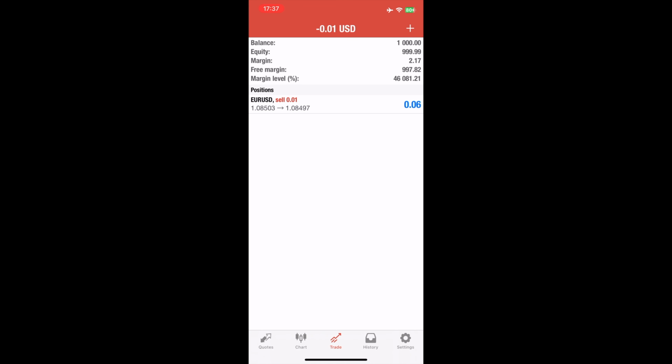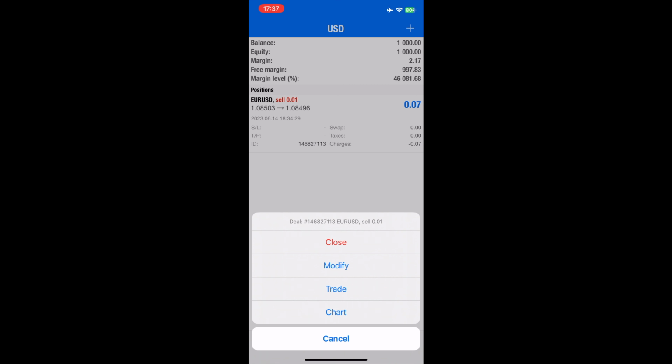Now, how do I close this trade? I can decide to click on it. If I click on it for long, like hold it, it's going to bring out these options: close, modify, trade, and chart.